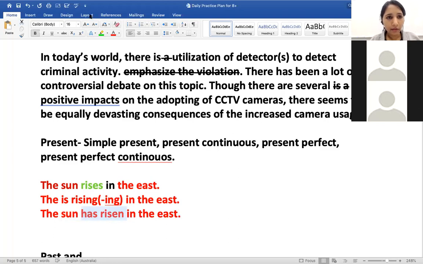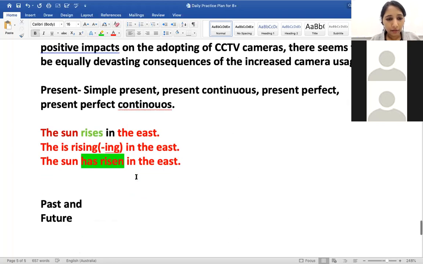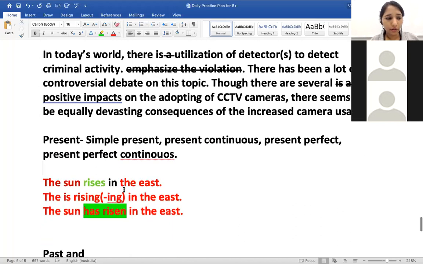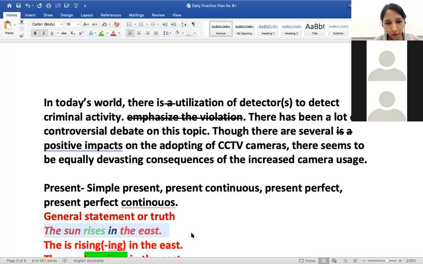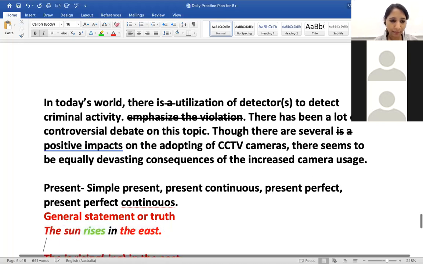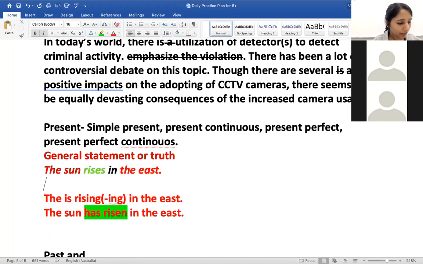Yes. So in the sentence that we just saw, to express a general statement or truth, you have to convey it in this form. The sun rises in the east. No tail, no nothing. It should be in this kind of sentence. Clear? Yeah. Give me a minute.